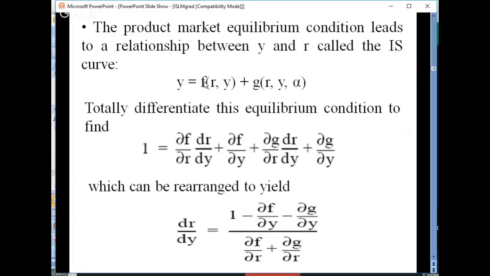We have Y is equal to C plus I, where C is a function of interest rates and income, and investment, which is a function g of interest rates and income, and the shift parameter alpha. So I'm going to take this function right here.